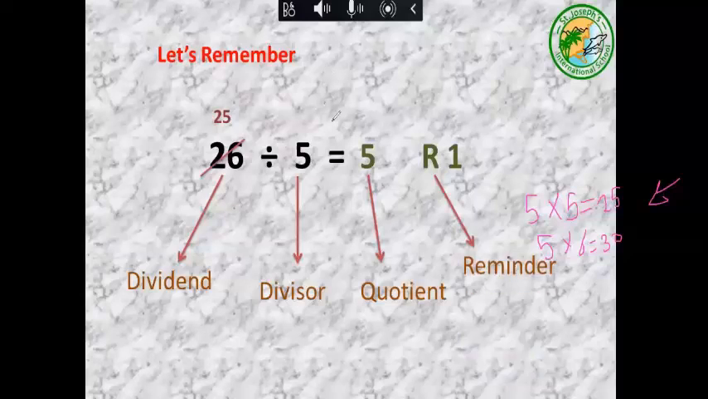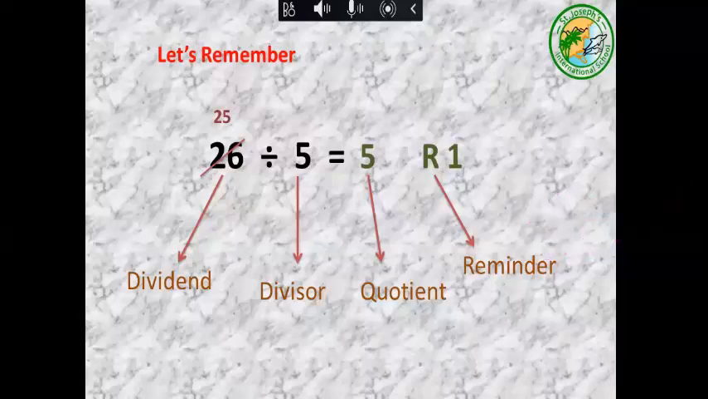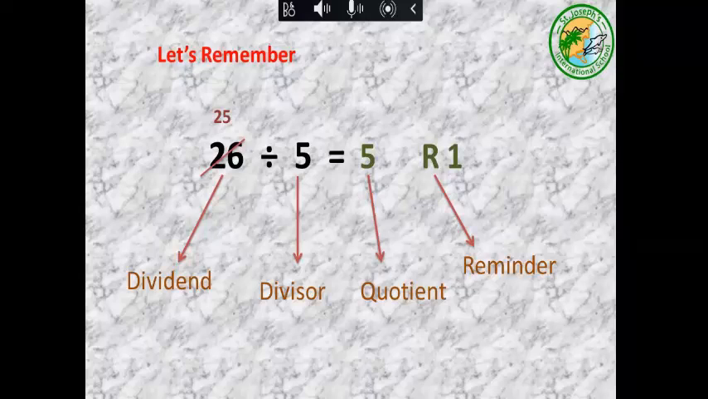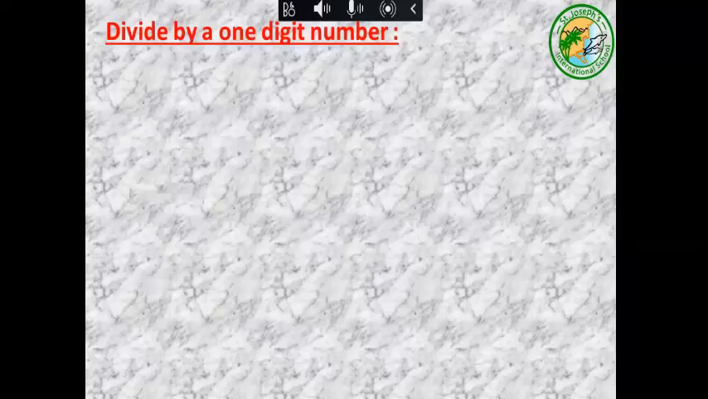Let's repeat our definitions again. The first number is the biggest number in the division operation, it's called the dividend. The number I divide by is called the divisor. The answer will be the quotient and the remainder, if I have one. Okay. Divide by one digit number.